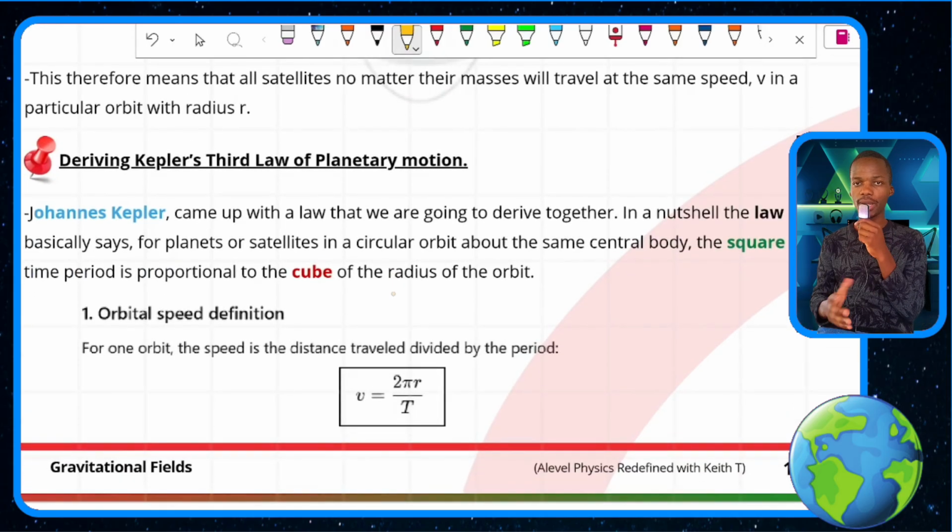So in some questions, you'll be asked to derive this equation, questions that we're going to explore together. You also have questions where you have binary star systems. We're also going to explore those questions together. But for now, we're going to derive what is known as Kepler's third law for planetary motion.